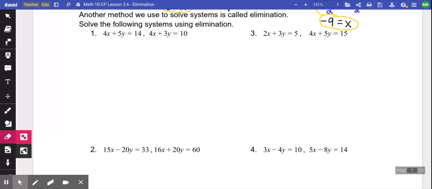The first thing you want to make sure of with elimination, you guys need to stop chatting so much. Thank you.